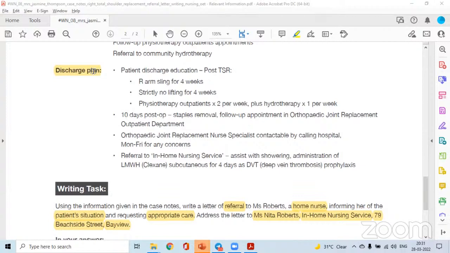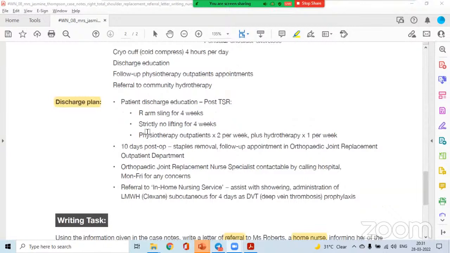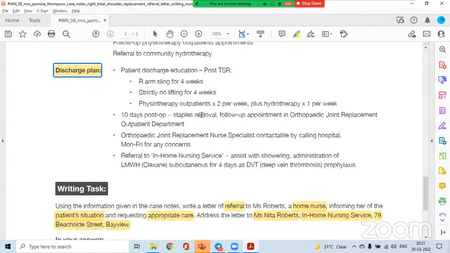Okay. So the discharge plan. What is important here? Let us see. Paragraph number 3 you can write. Go through these points. A discharge plan is the action to be taken after being discharged. Okay. After being discharged. Then you can write here.